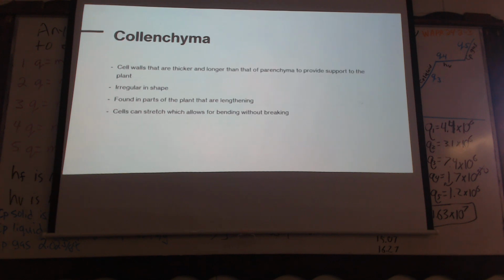Okay, moving on. Colenchyma, or collenchyma, depends who you ask. Colenchyma. Did we write this down?